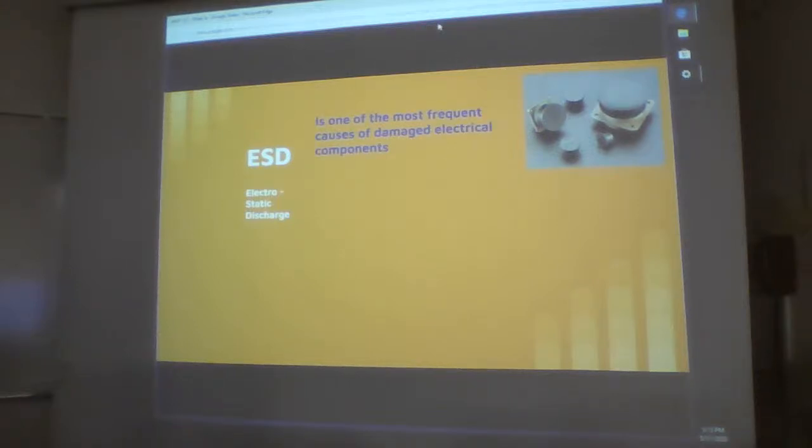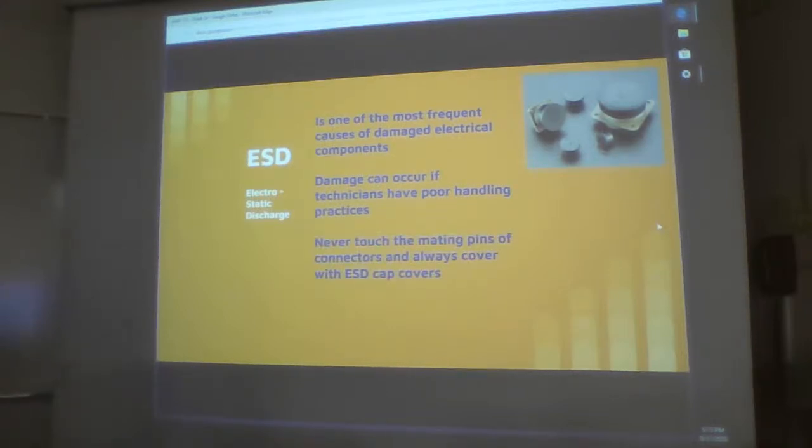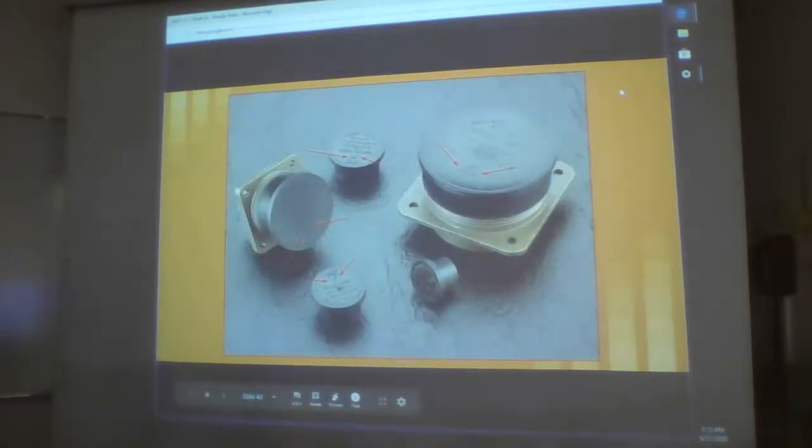So we'll talk about how electrostatic discharge is one of the most frequent causes of damaged electrical components. Damage can occur if technicians have poor handling practices. And never touch the mating pins of connectors, and always cover those types of components with ESD cap covers, which is these. That's the picture right there.